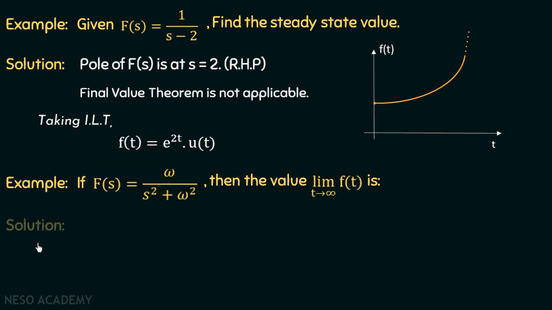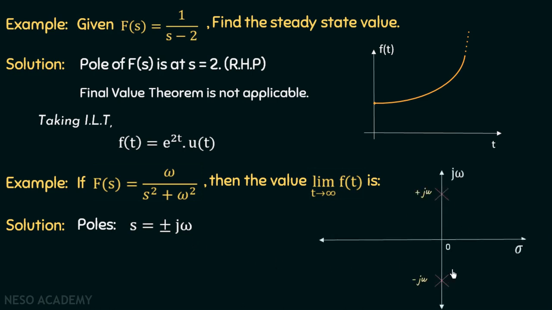If we move on to the solution, we can see the poles of this function are at s equal to plus or minus j omega. If we plot these poles in the pole-zero diagram, we can see it has a pair of complex conjugate poles on the j omega axis. In this case, the final value theorem is not applicable because the final value is not defined for the function. Let's check by taking the inverse Laplace transform.